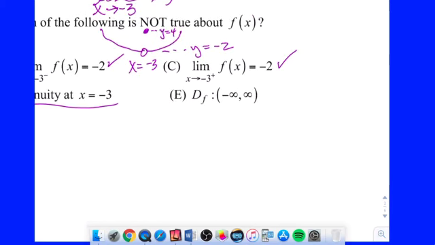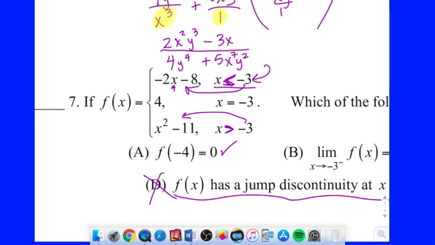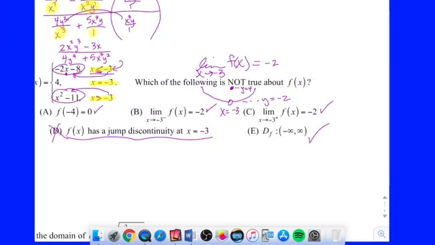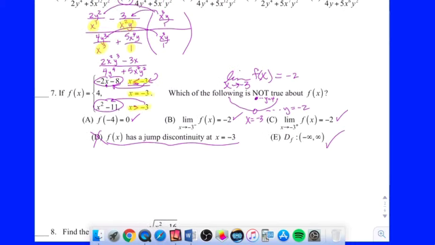All right, and then I guess the domain is all real numbers, and it is. We have the two pieces made up of polynomials, so they're continuous everywhere. And then notice it's defined to the left of -3, to the right of -3, and at -3. So it's defined everywhere, so that's true. Okay? So it's important that you can figure out what type of discontinuity we have based upon the limit and the function value information.